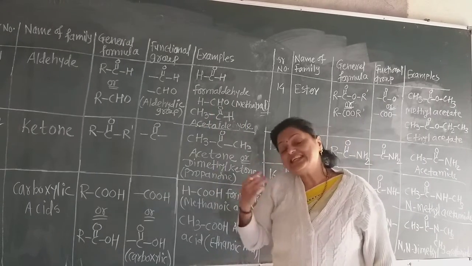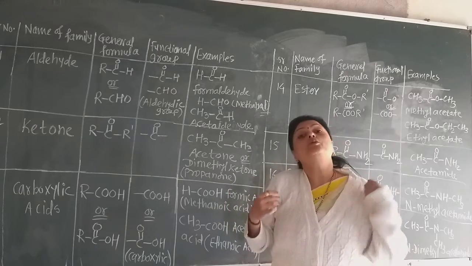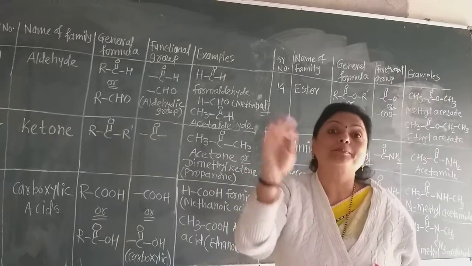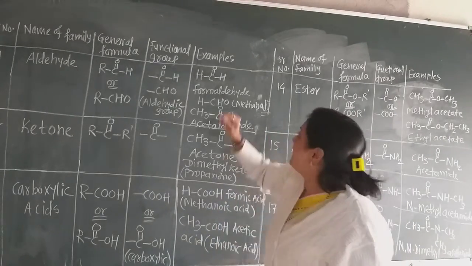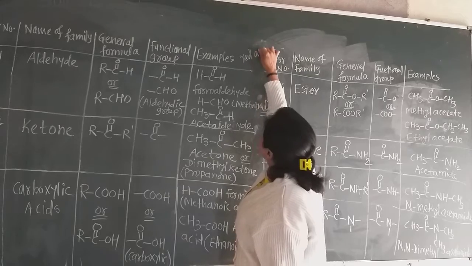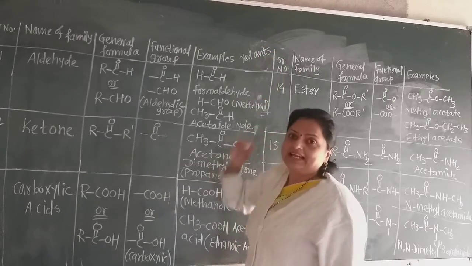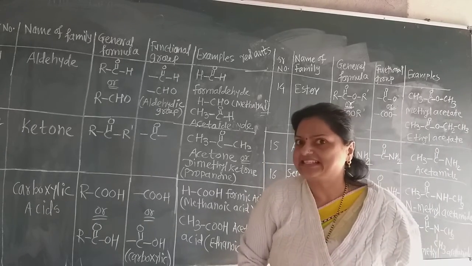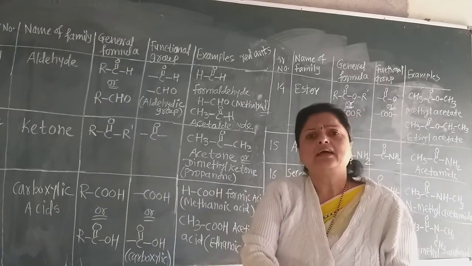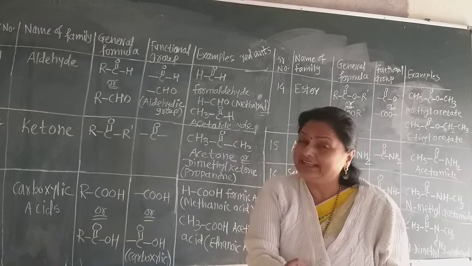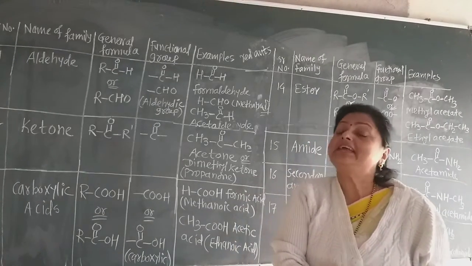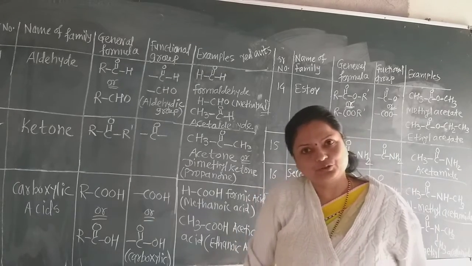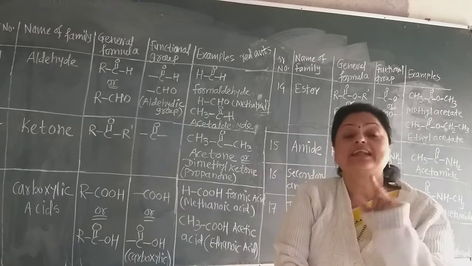Because this is derived from formic acid, and formic acid is found in formica. Formica means red ants. In Marathi it is called lal mungya. Now in red ants there is formic acid. If they bite our skin, we have an irritating sensation. Why? It is because the formic acid comes onto our skin due to the bite of those red ants.